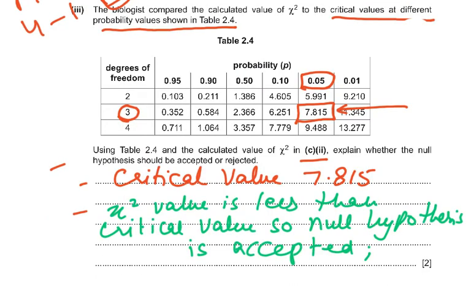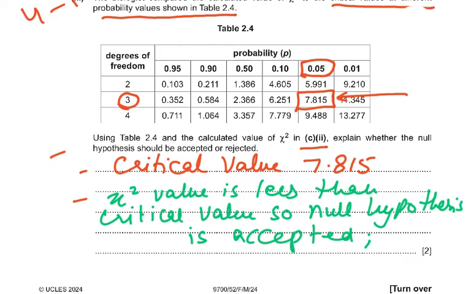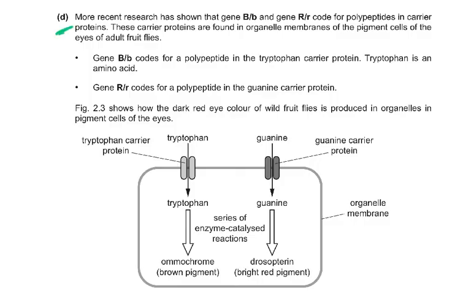So critical value 7.815, the x square value, which is 3.869, is less than the critical value, so the null hypothesis is accepted. Now coming to part D of question number 2. More recent research has shown that gene big B small b and gene big R small r code for polypeptides in carrier proteins. These carrier proteins are found in organelle membranes of the pigment cells of the eyes of adult fruit flies. Gene big B small b codes for a polypeptide in the tryptophan carrier.